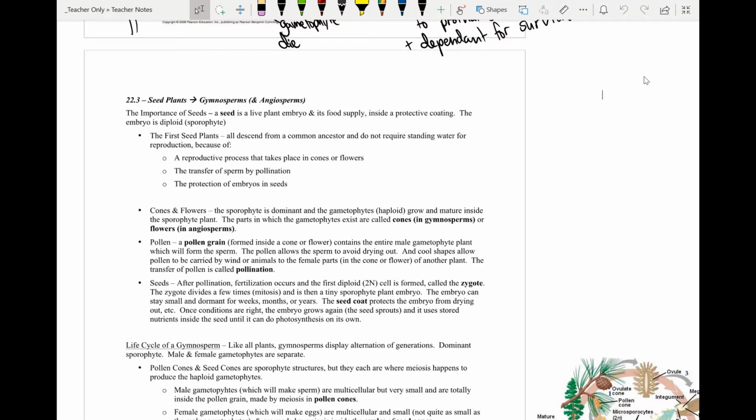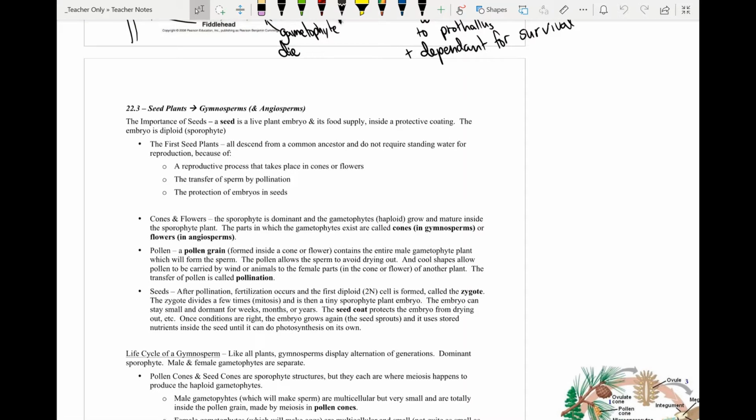We will see. So today, we're going to talk about seed plants. There are two major types. There's Gymnosperms and Angiosperms. So these refer to as cone plants and flowering plants. The key difference from ferns, algae, and mosses is that these are what's referred to as seed plants.